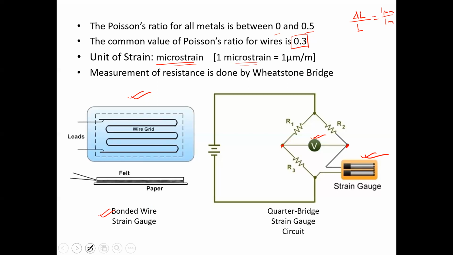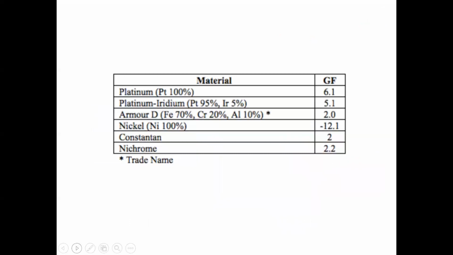So moving on to this chart. This is a chart where for different types of materials, the corresponding gauge factors are indicated over here. These are some common materials which are often used to construct the strain gauge.